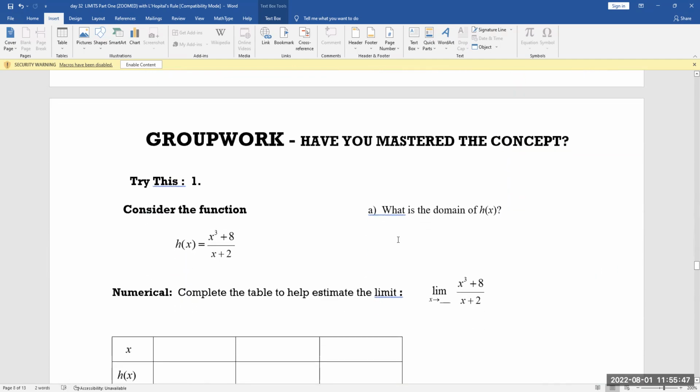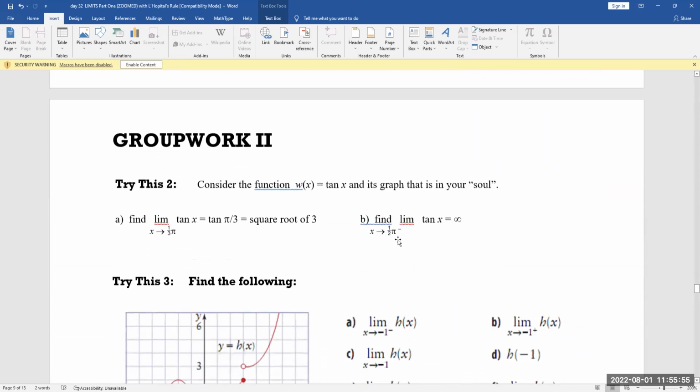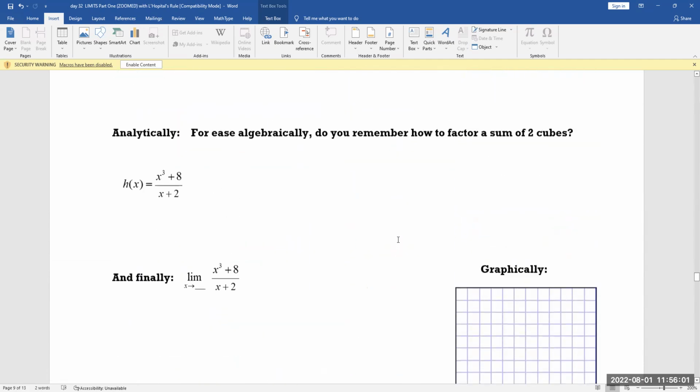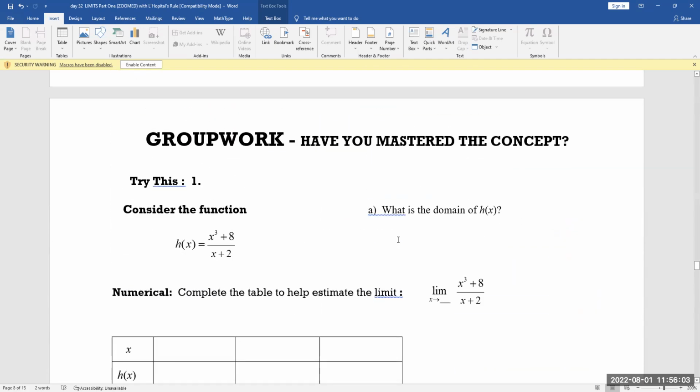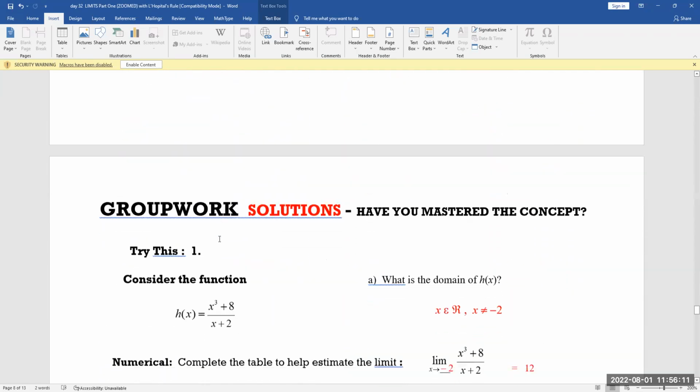Then we did some group work. I had you try these problems of x to the third power plus 8 over x plus 2. And then we did group work 2, and then one more problem. Well, does L'Hopital's rule apply? Sometimes it does, and sometimes it doesn't. In this particular case, we did this, and actually I have the solutions here.